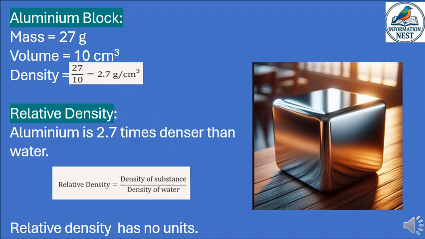So next time you measure mass and volume, remember density tells you how tightly packed a substance is, and relative density helps you compare it to water, our universal reference.